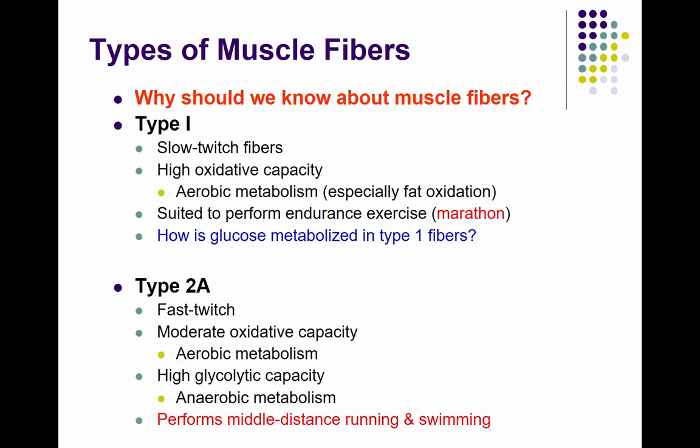Okay, so the next type is 2A. Type 2A fibers are fast twitch and have moderate oxidative capacity, because they still have a high content of mitochondria, but a little bit less compared to type 1, and more compared to type 2X. How is glucose metabolized in type 1 fibers? Sorry, what did you say? Could you repeat how glucose is metabolized in type 1? Oh, in the type 1 fibers, it's complete oxidation. Yeah, most of the glucose is completely oxidized.